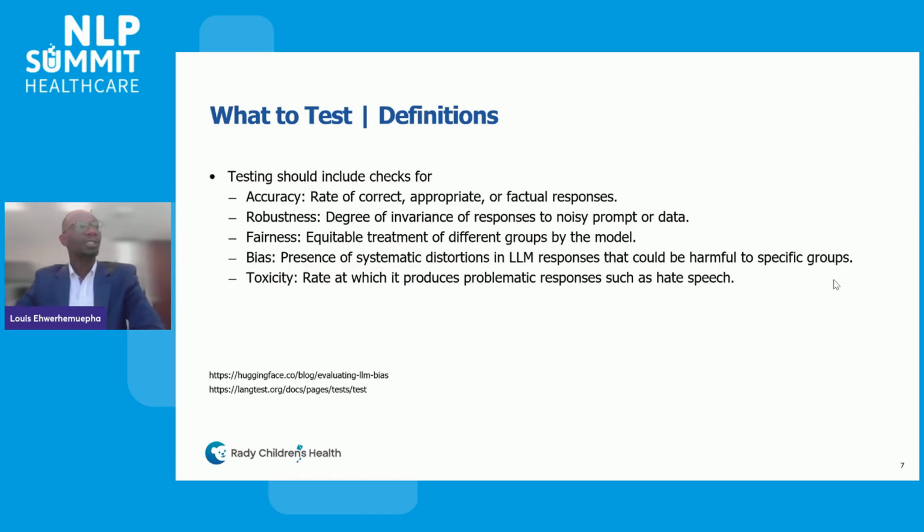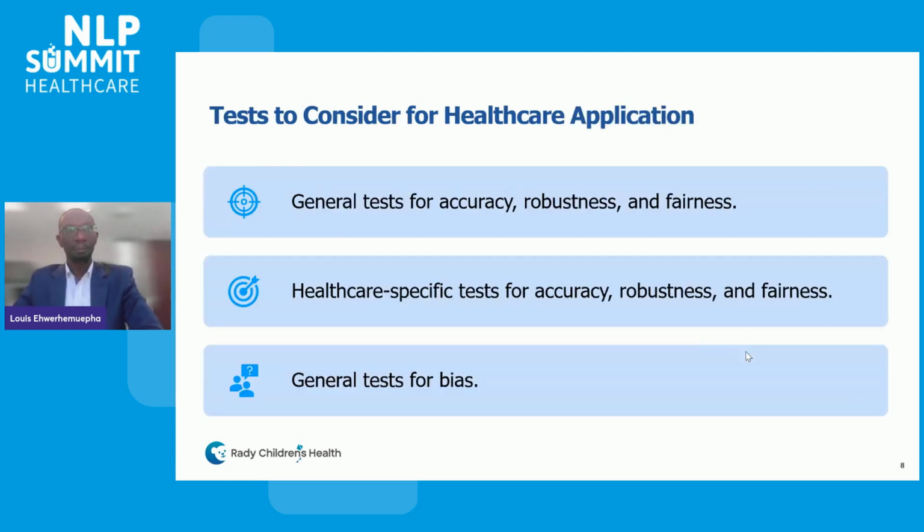So there are different types of tests that come into play. One is just basic accuracy, which contextually would mean one thing or another. Robustness, fairness, bias, toxicity, and there are probably 7 to 10 more of these classes of tests that can be performed. So accuracy is just the rate of correct and appropriate/factual responses. Robustness, the degree of invariance to noisy data. Fairness, equitable treatment of different groups by the model. Bias is just the presence of systemic distortions that could be harmful to specific groups, and so on and so forth.